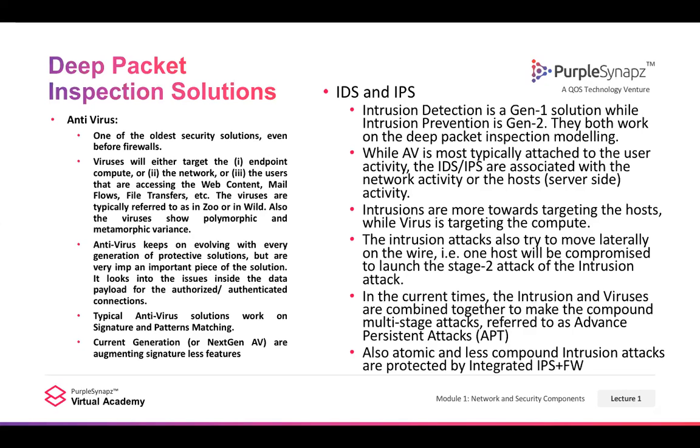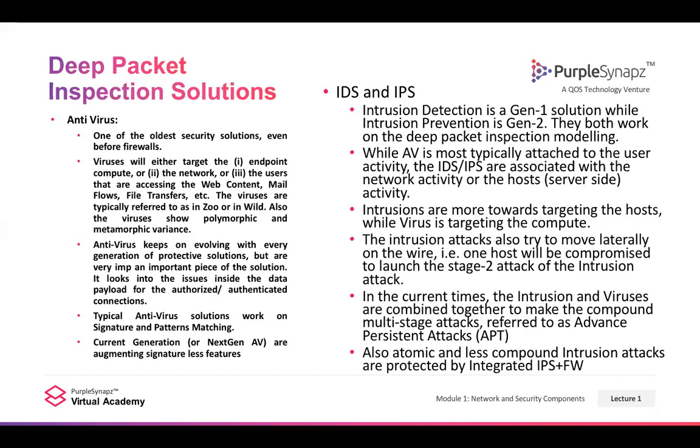Now, moving from antivirus to IDS/IPS technology, intrusion detection is a generation 1 solution, while intrusion prevention is from generation 2 onwards. They both work on deep packet inspection while they are modeling the traffic or threat, but intrusion detection is like camera surveillance. Until and unless there is a supported response mechanism to respond and mitigate the threat, the camera itself is not capable of stopping it. So you will need an intrusion prevention system to prevent it at that level.